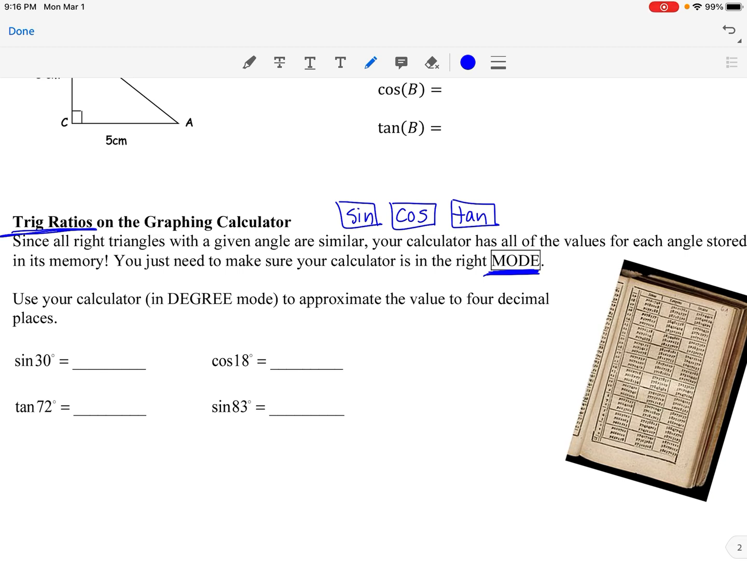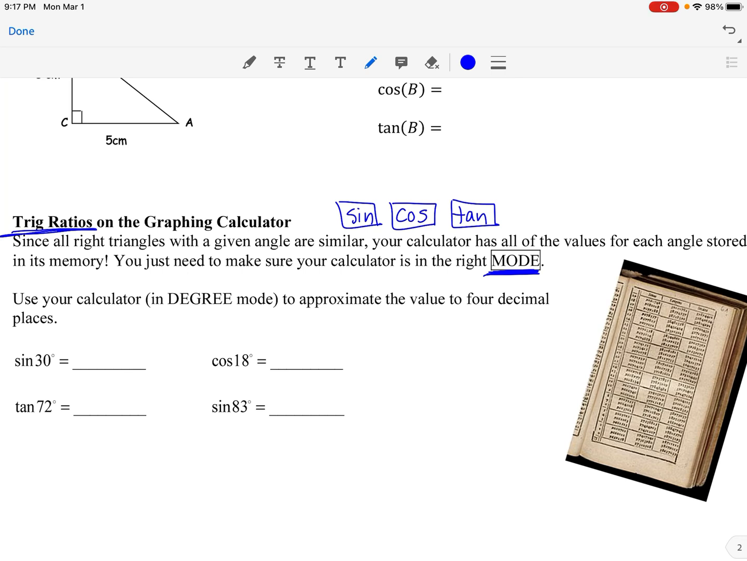So if you practice this, you just have to make sure your calculator is in the right mode. You will find the mode button on the graphing calculators up by the blue button. It's up by the second button. If you click on mode, there will be an option between radian and degree, and you just have to make sure that degree is highlighted. Once that's highlighted, you can go back to your main screen.